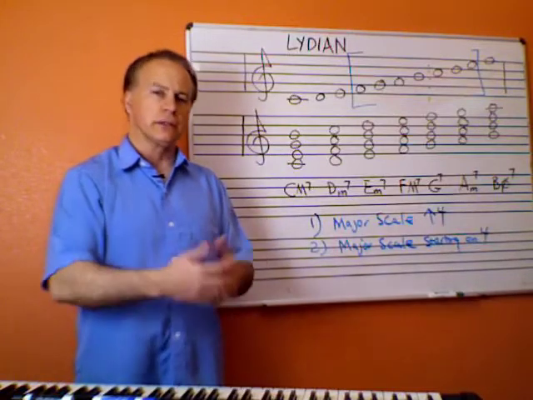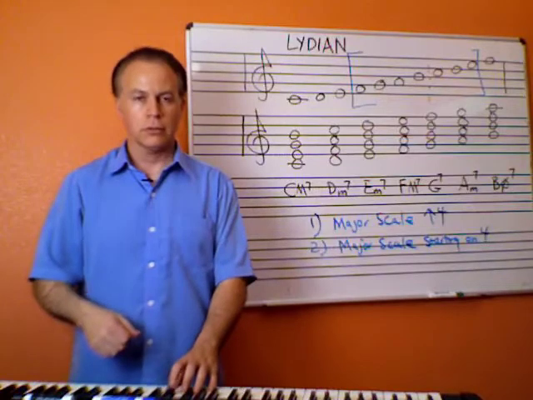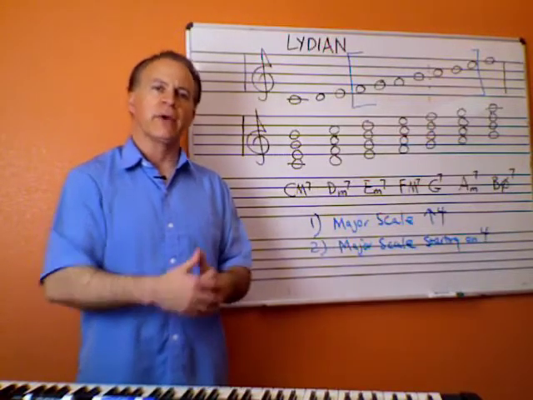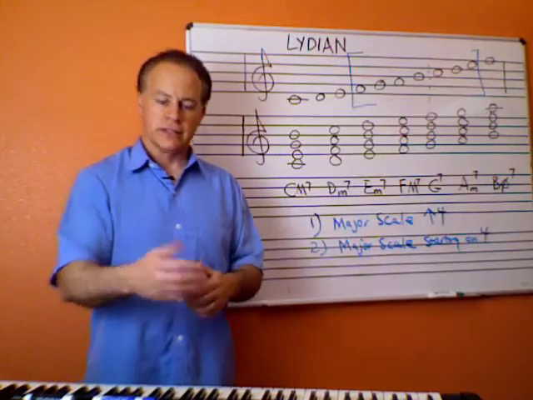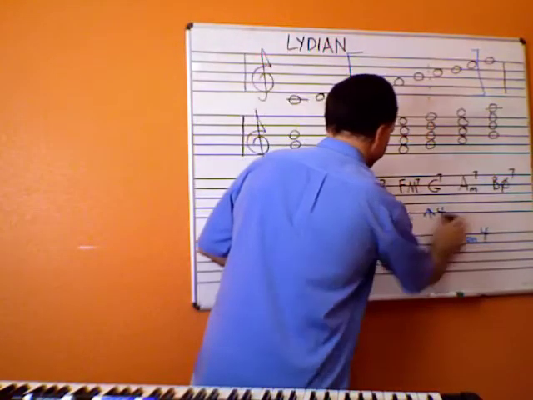If I want the D Lydian mode, I have to ask myself, D is 4 of what? D is 4 of A, so it would be the A major scale starting and ending on D. Let's try to build a couple of Lydian modes.